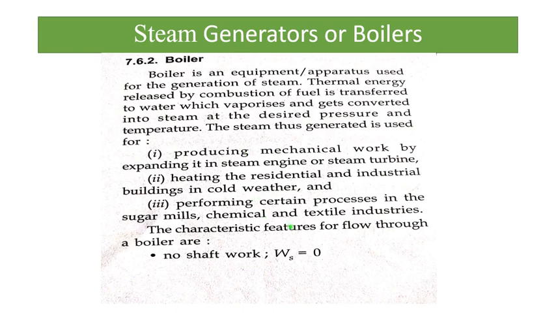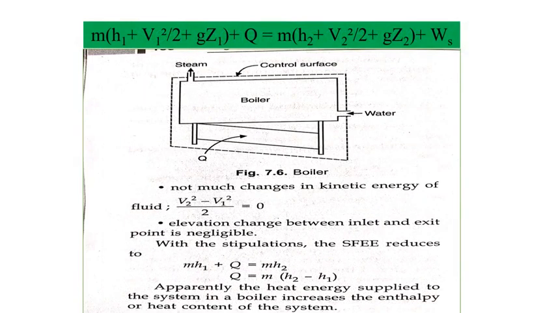Now we will see the characteristic features of the fluid flowing through a boiler. Firstly, there is no shaft, so this quantity Ws will be 0 because there is no production of mechanical work or shaft work. Second, there is not much change in the velocities of the fluid when it is going through the boiler, so there is no change in kinetic energies. (V2 square minus V1 square)/2 will be equal to 0. Also, the boiler is fixed at one place, so the change in elevation Z1 minus Z2 will also be 0.